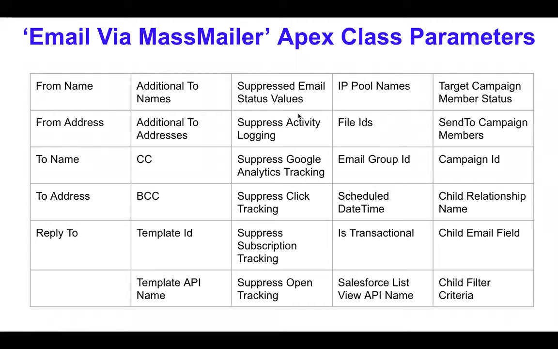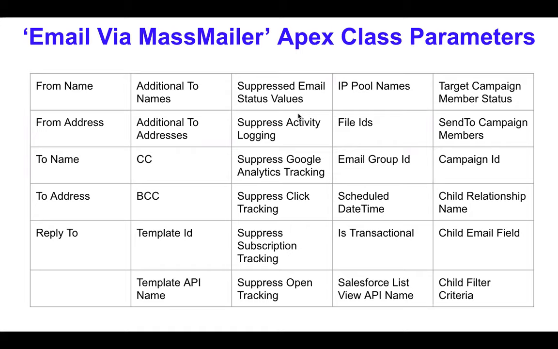You can also have email preferences. That is possible. You can schedule an email on a specific date and time. If you want to rely on MassMailer scheduled option, it's not a problem. You can send transactional or non-transactional. If you want to send a mass email, you can actually give the Salesforce list view API name.